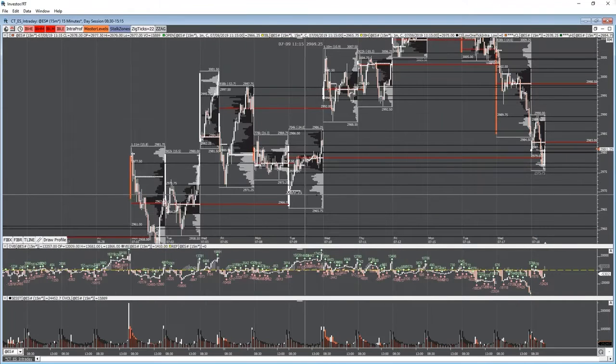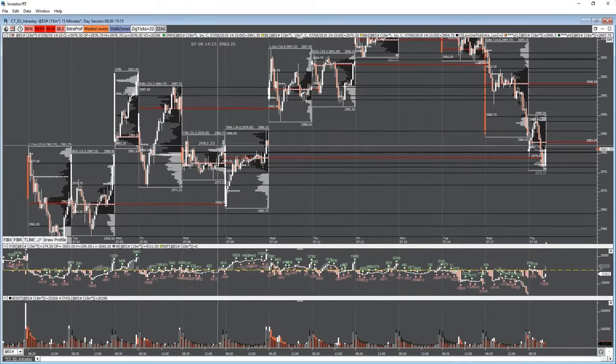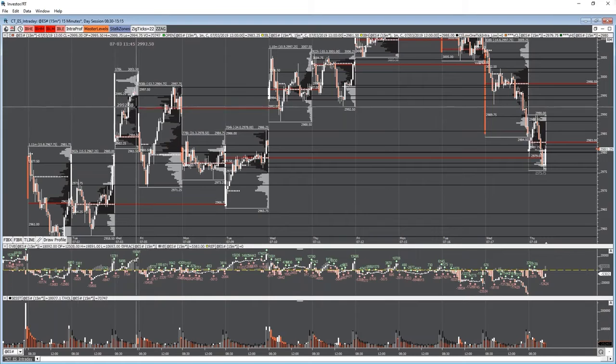So these are all profiles, and profiles come in many shapes, kind of like human beings, right? But the shapes have a meaning. They give us an indication of what's going on. For example, this profile here shows high volume node, low volume, high volume, low volume, high volume, low volume, high volume, low volume. This is a trend day profile. This is a profile that's saying, hey, I cannot find consensus.